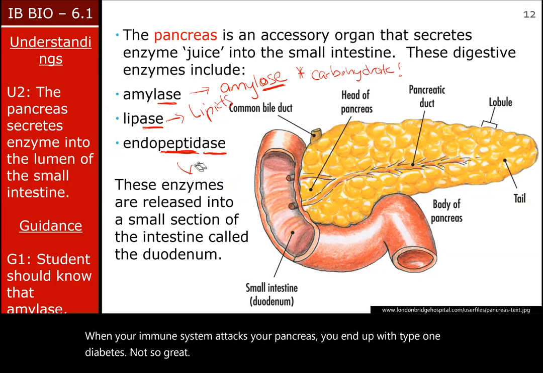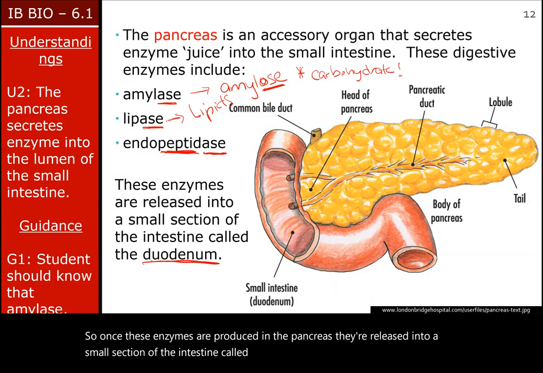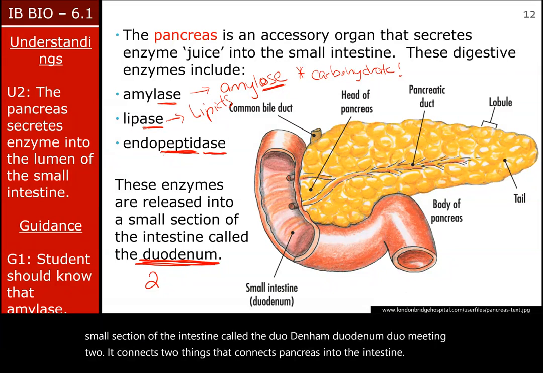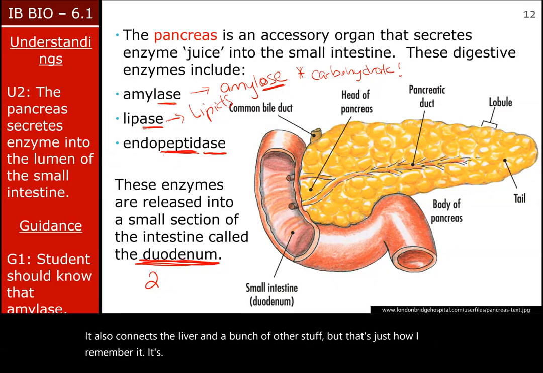So, once these enzymes are produced in the pancreas, they're released into a small section of the intestine called the duodenum. Duo meaning two. It connects two things. It connects the pancreas into the intestine. It also connects the liver and a bunch of other stuff, but that's just how I remember it. It's the connection.